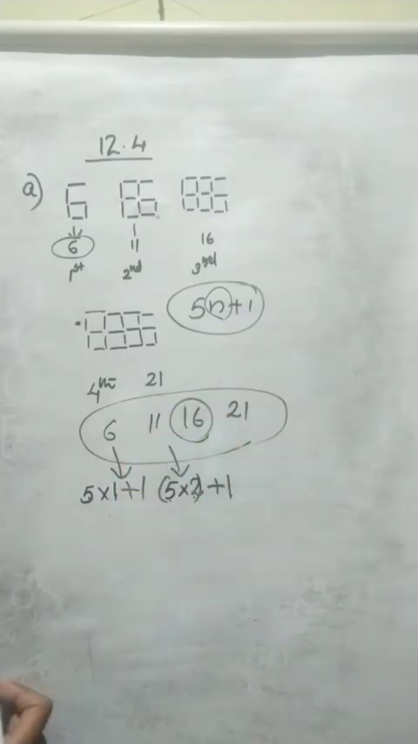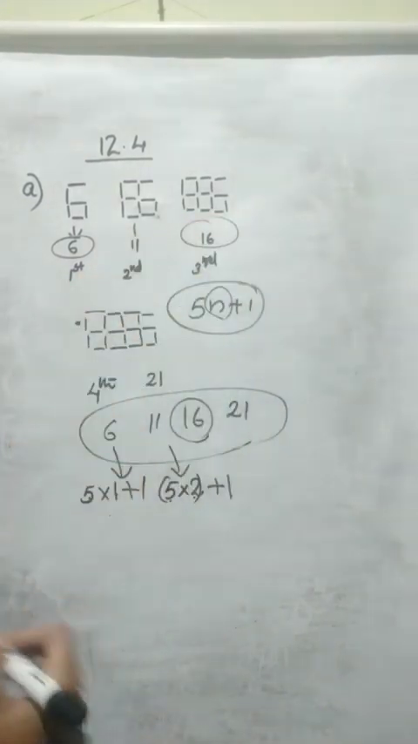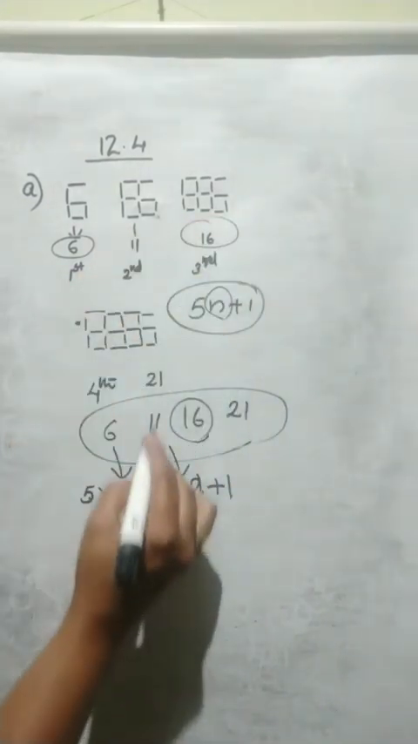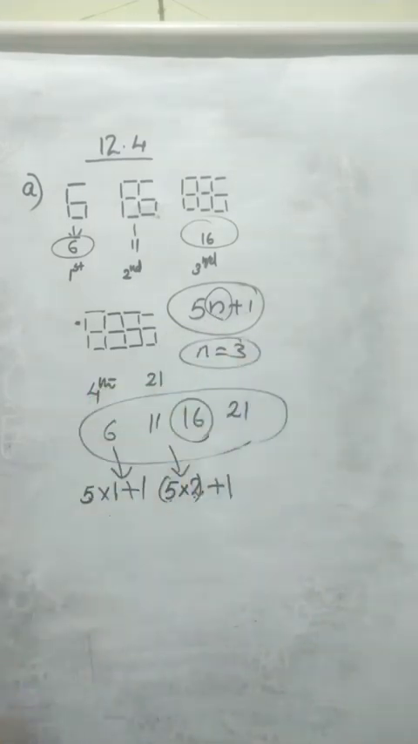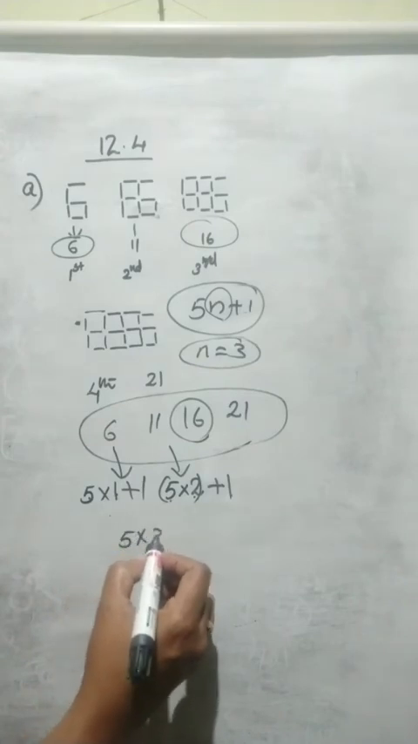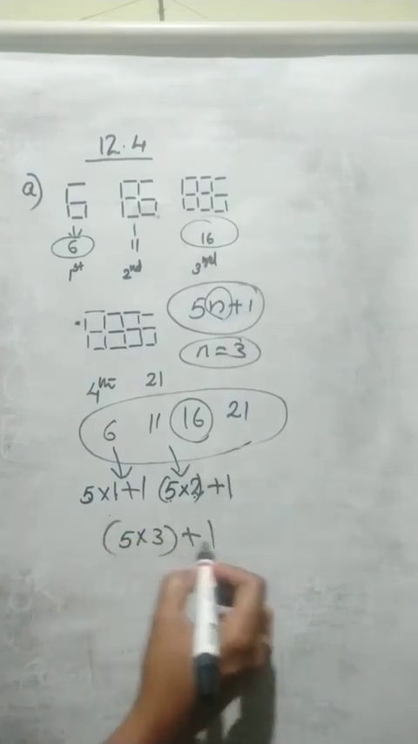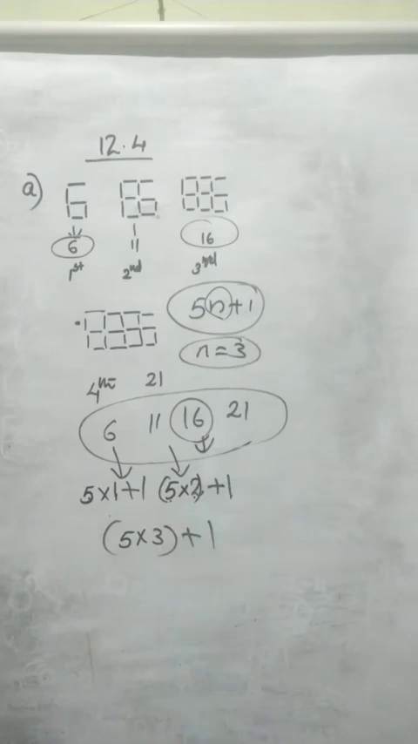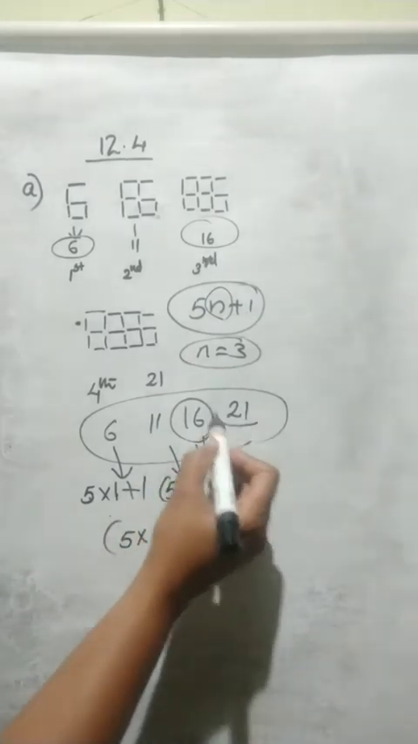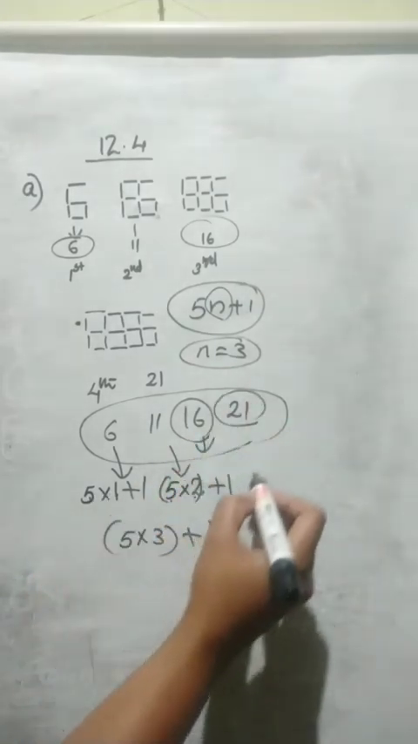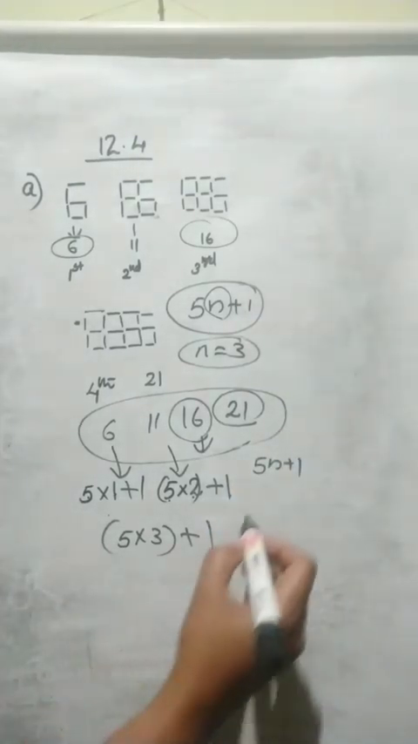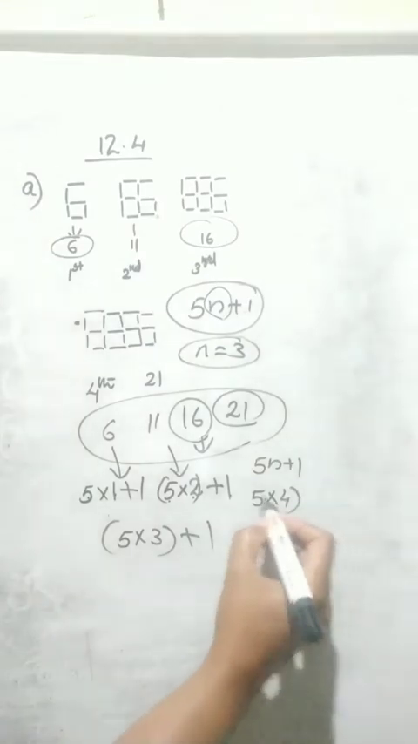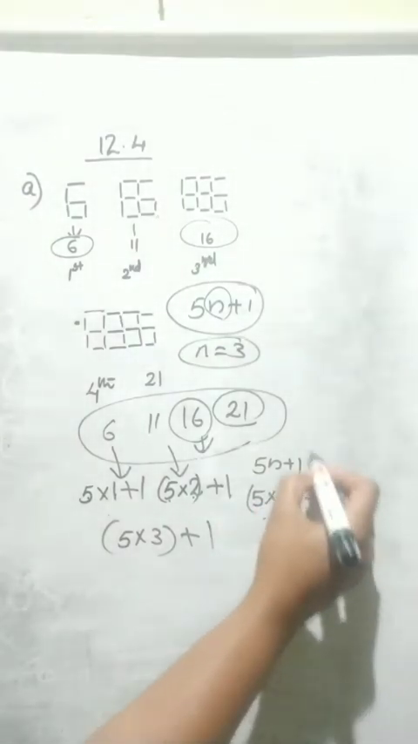Then 16. This is the third term. So how many line segments? 16 line segments are there. So third one. So instead of this n, the value of n is equal to 3. Okay, that is 5 into 3 plus 1. 15 plus 1 is equal to 16. It is correct. Now we can think about fourth term. That is 5n plus 1 is the algebraic equation. So 5 into 4 plus 1, that is 21.